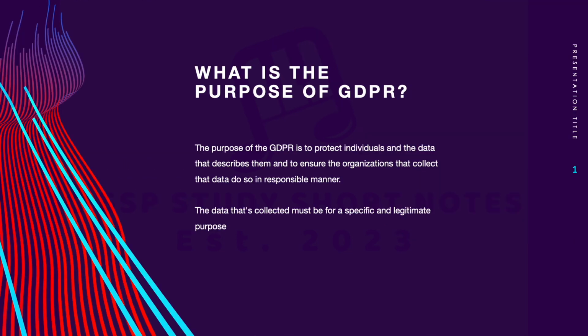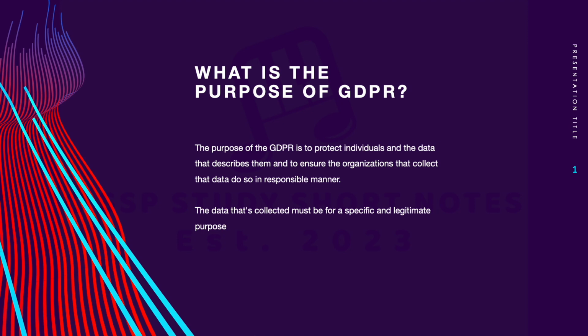The purpose of the GDPR is to protect individuals and the data that describes them, and to ensure the organizations that collect that data do so in a responsible manner. The GDPR also mandates that personal data is maintained safely. In part, the regulation says personal data must be protected against unauthorized or unlawful processing, and against accidental loss, destruction, or damage. Reasons for collecting personal data are also defined in the GDPR.